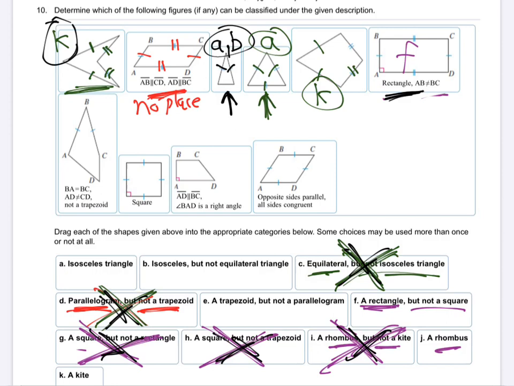Okay, and I want to add to this: a rectangle fits category F, a rectangle but not a square, but it's also a rhombus. I'm going to put in here J. F and J both go in there. How's a rectangle a rhombus? Remember, rhombus just means four... Oh, no, wait. That's actually not true. Sorry, my mistake. A rhombus has 4 equal sides, so it's not a rhombus. Let me take that back.